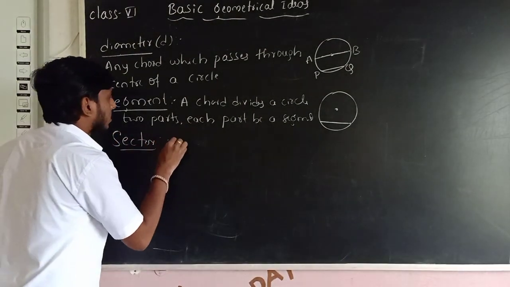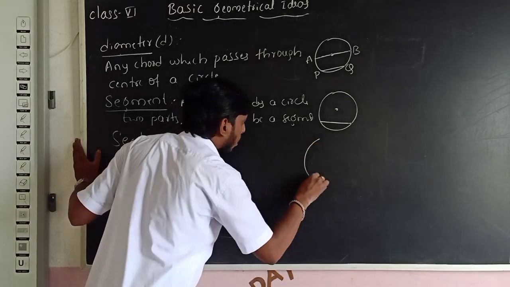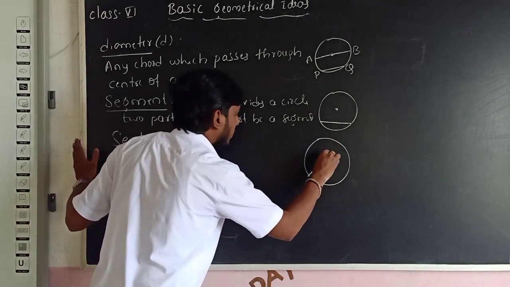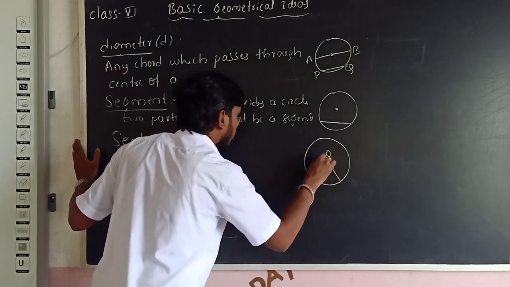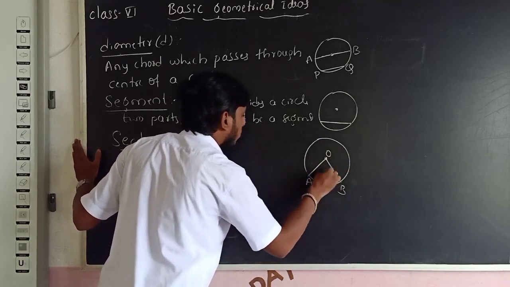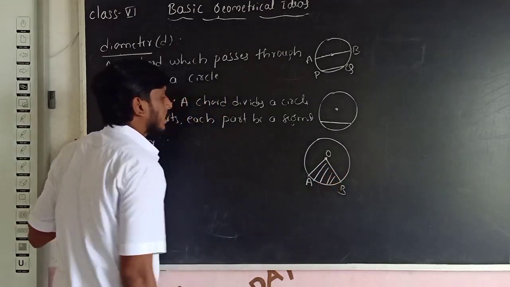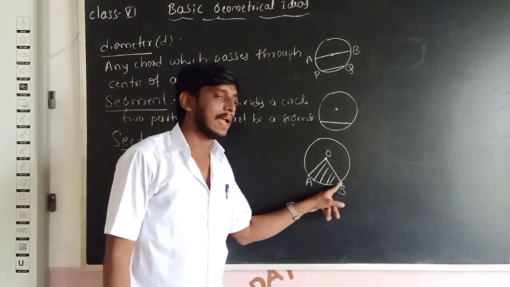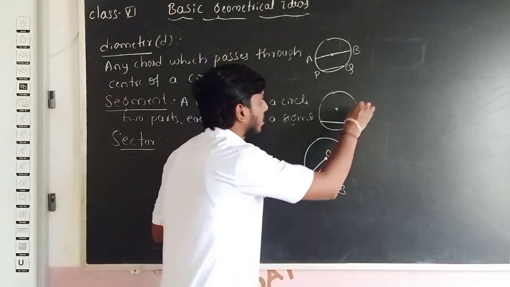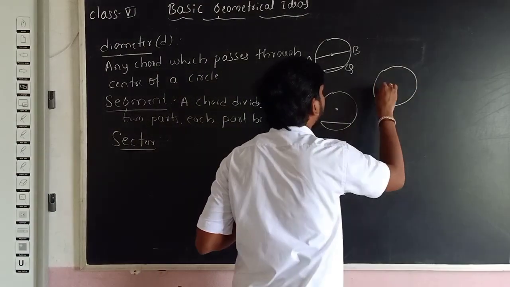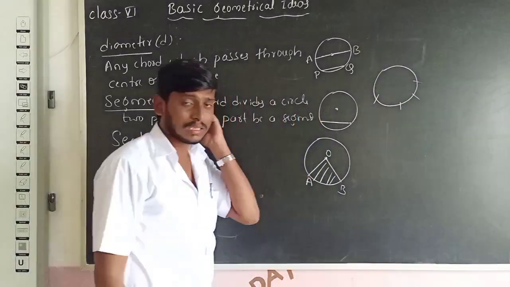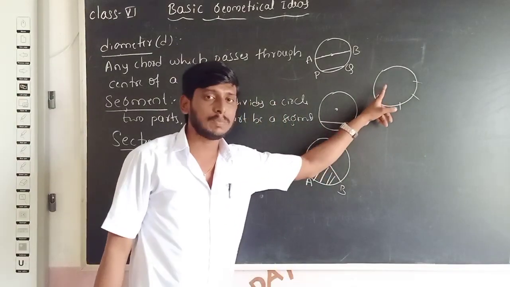What do you mean by sector? So this is a circle, this is the center, and this is also a radius, and this is also a radius. This OAB indicates a sector. What do you mean by sector? It is made up of two radii and an arc. What do you mean by arc? Arc is nothing but a continuous piece of a circle.